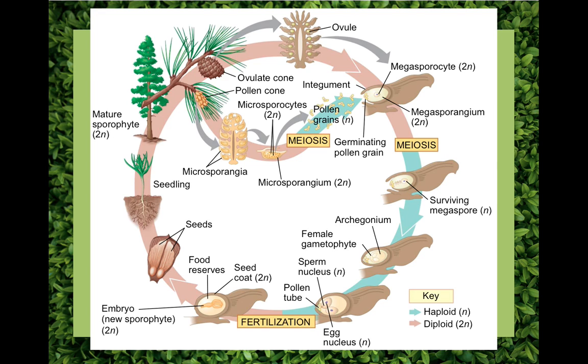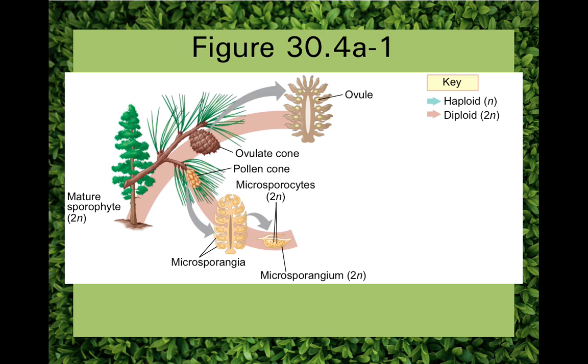All right, let's go through it one more time. We've got our mature sporophyte with both ovulate cones and pollen cones. Within the pollen cones, we've got microsporangia borne on microsporophylls. In the microsporangium, we've got microsporocytes that are diploid. Those are going to divide by meiosis. Within our ovulate cone, we've got our ovulate scale complexes with the ovules inside.